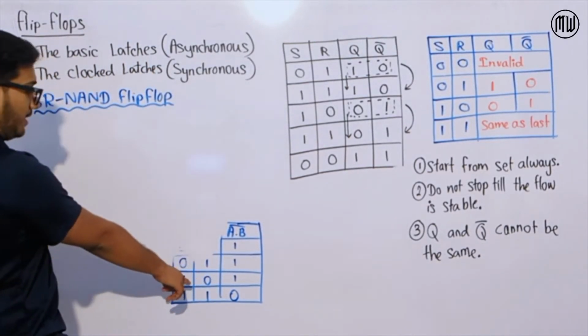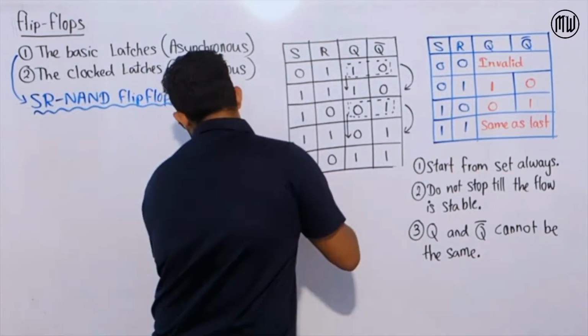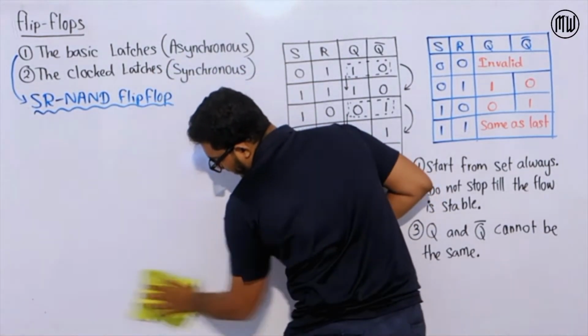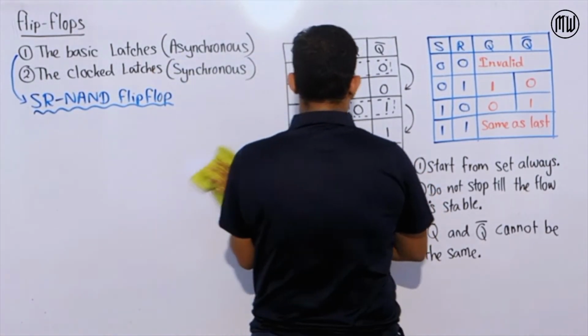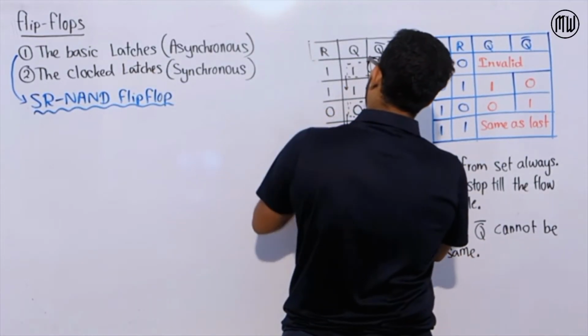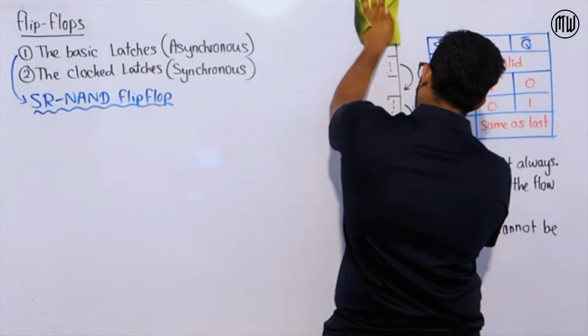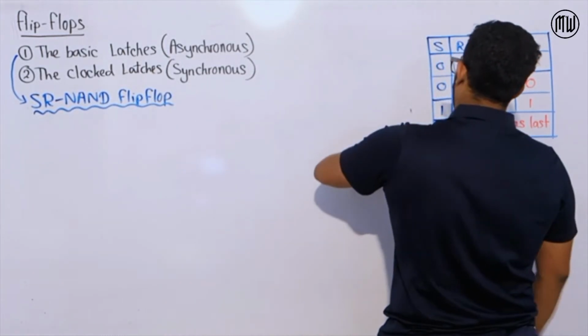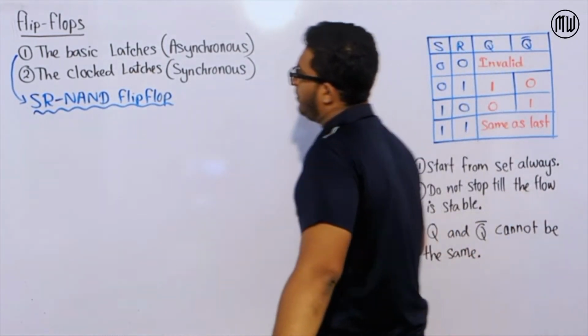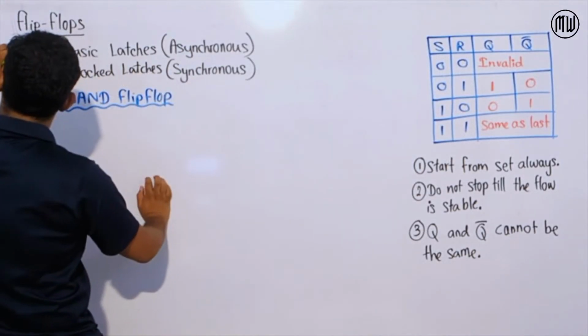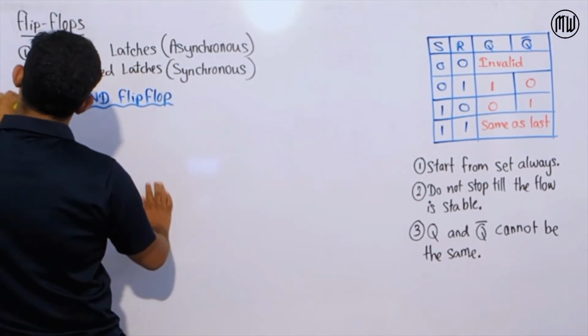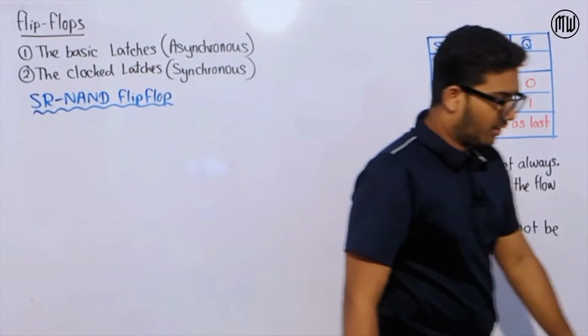Hope you all remember this though. Anytime there's a 0, the output is 1. Alright, let me keep the rules as well, it's fine. And remove the arrow. Okay.